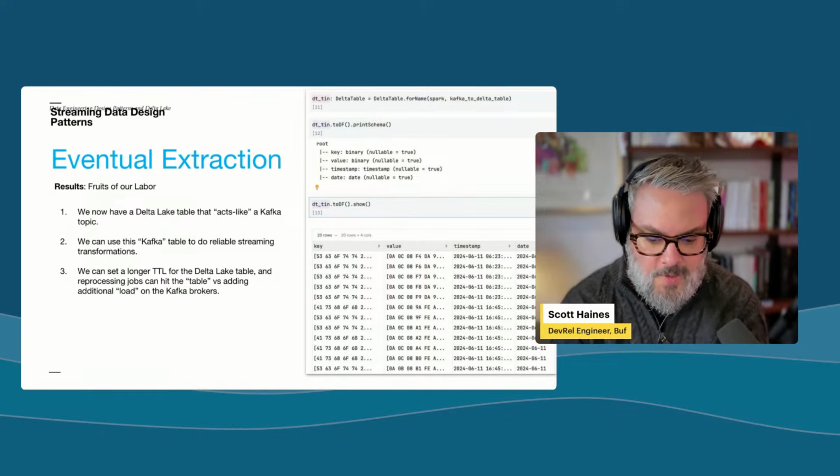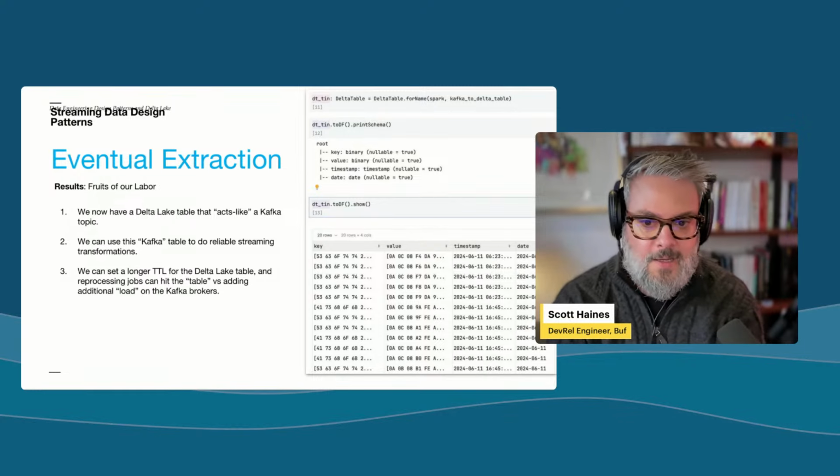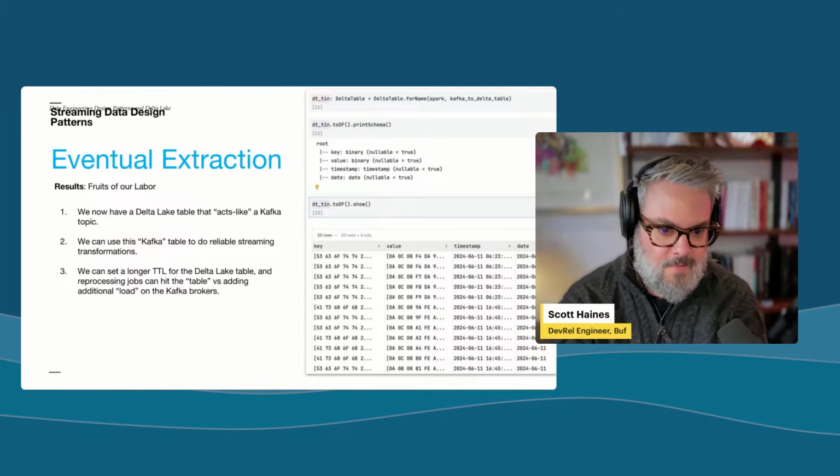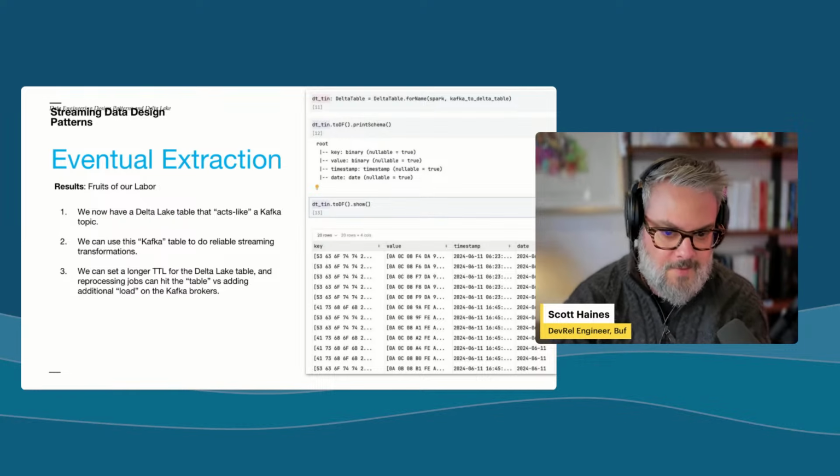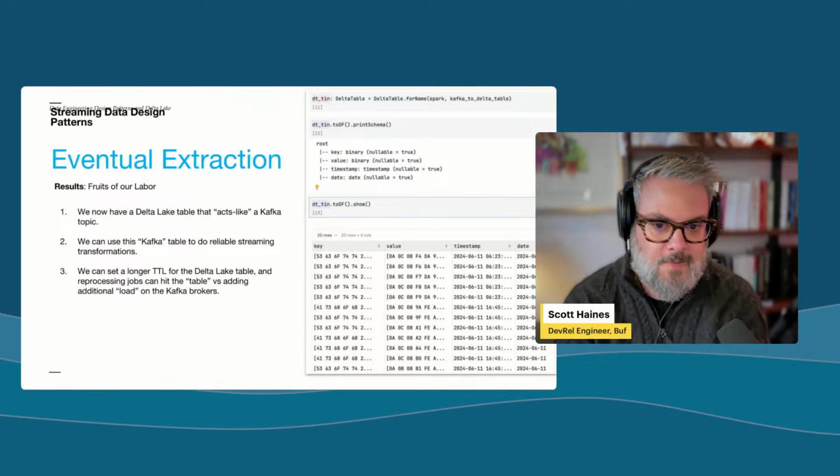There are other patterns we could go into, but we don't have time for that, so I'll just cruise along through this. The big thing is the data looks absolutely no different than how it came off of Kafka, minus some of the metadata, like the actual offset information. So we're just preserving the core information.